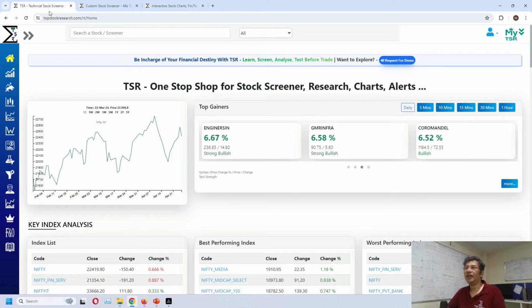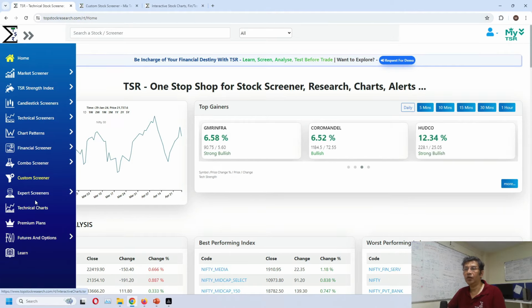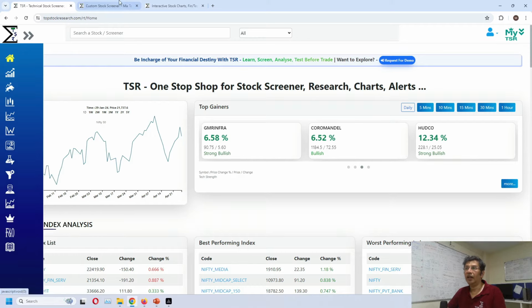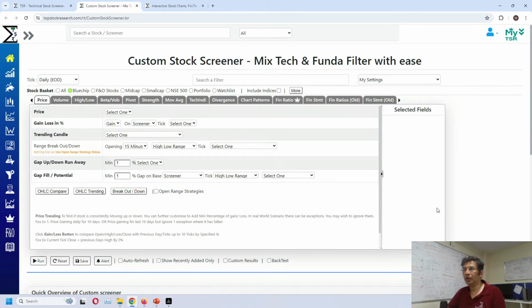So where do you get strategies? You go to topstockresearch.com. Then you go into custom screener. Once you click there, you come to our favorite custom screener. Then you have open range strategy. So remember, we had open range breakout and breakdown.